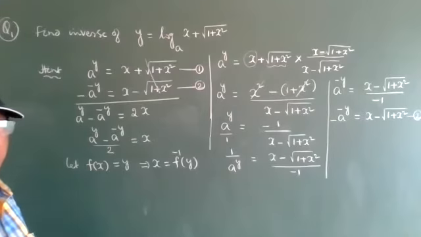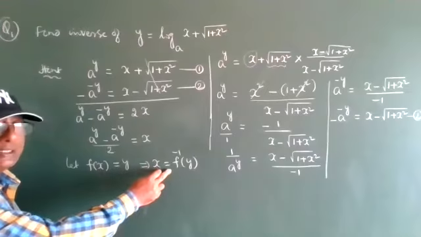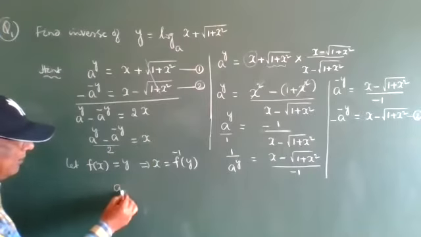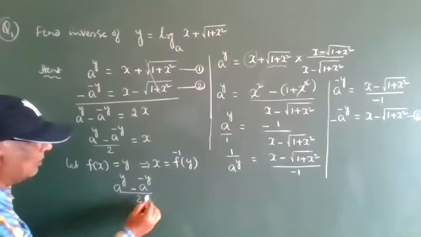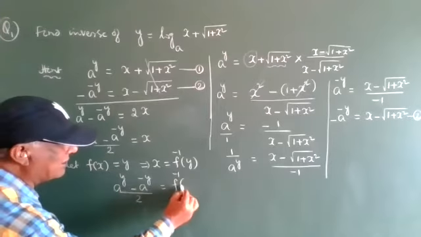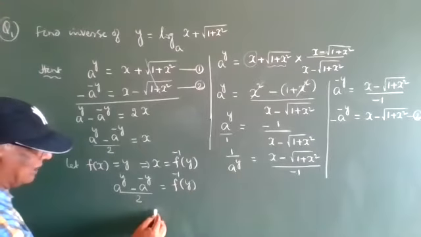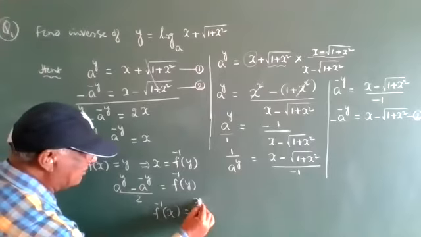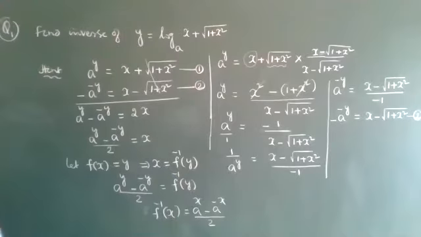Right, everyone see. So f of x is equal to y, x is equal to f inverse of y. Is it clear? So now, in place of x, write down (a power of y minus a power of minus y) by 2, which is equal to f inverse of y. In place of y, take x. So f inverse of x is equal to (a power of x minus a power of minus x) by 2. This is the f inverse of x.